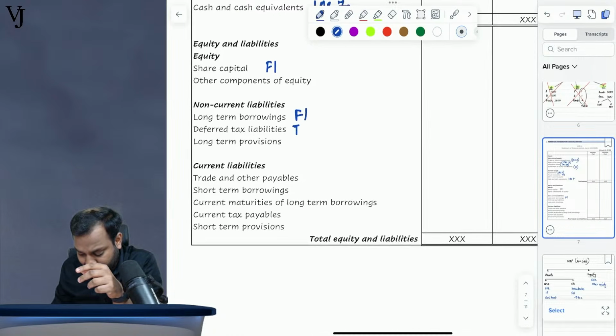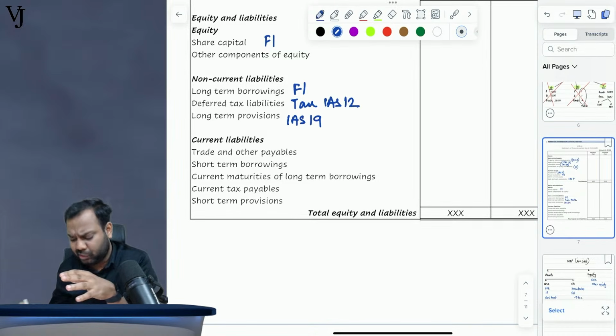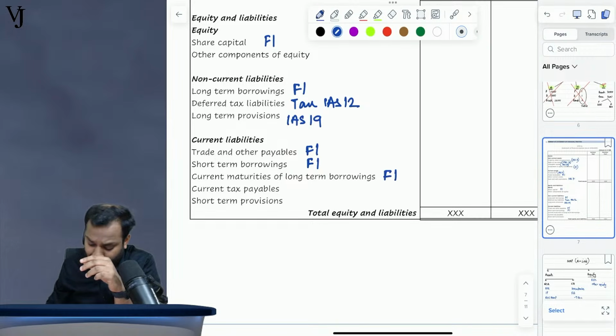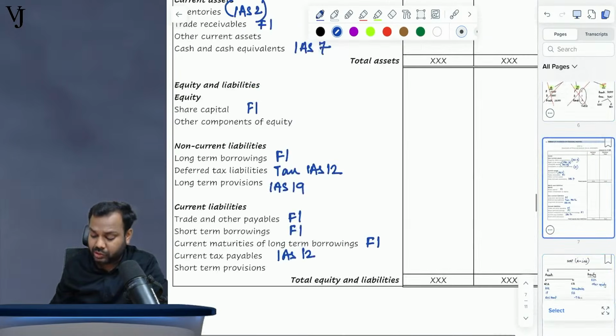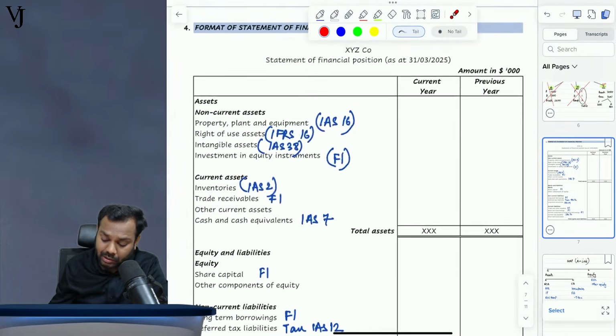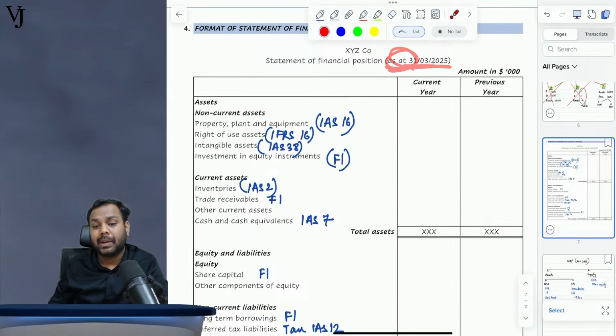Deferred tax liabilities, income tax under IAS 12. Long-term provision is under IAS 19, which is not there in FR but there in SBR. Trade and other payables, financial instruments. Short-term borrowings, financial instruments. Current maturities, financial instruments. Current tax payables, IAS 12. Short-term provisions can come under multiple standards. So this is how we have mapped to our syllabus. But remember, this statement of financial position is as at a particular date.